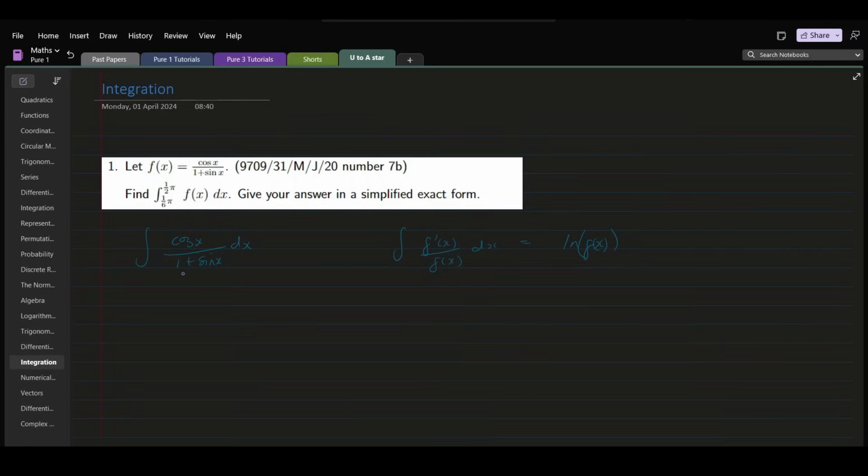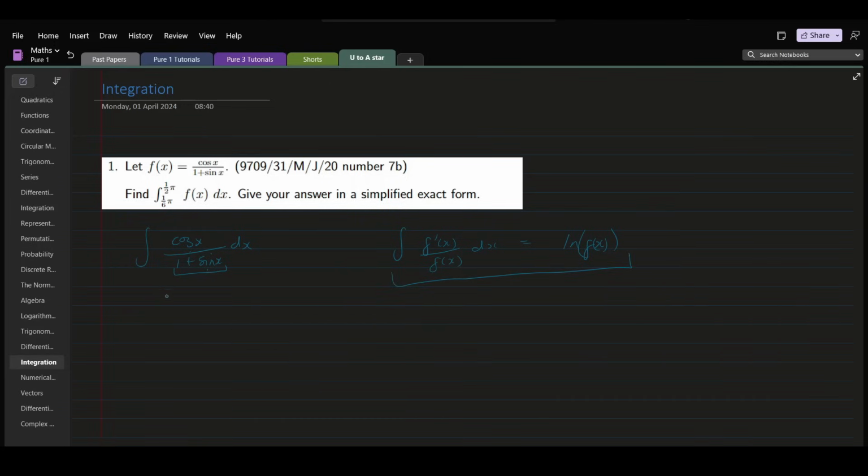So if you differentiate your denominator here, that's 1 plus sine x. If you differentiate 1, you get 0. If you differentiate sine x, you get cos x. So you notice that our numerator is the differential of our denominator. So we can use this method, which is called the method of recognition.